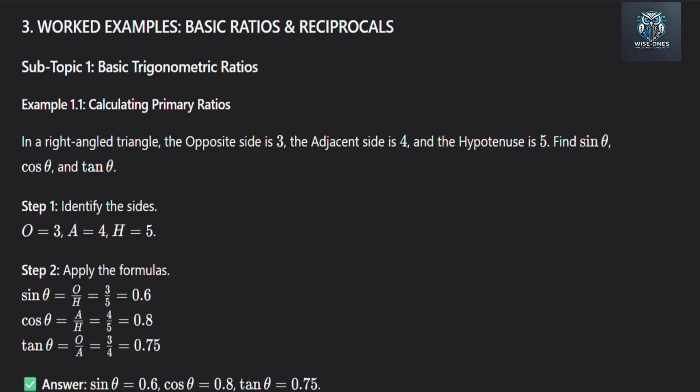Step 2. Apply the formulas. For sine theta, we use SOH, opposite over hypotenuse. So sine theta equals 3 over 5. As a decimal, this is 0.6.